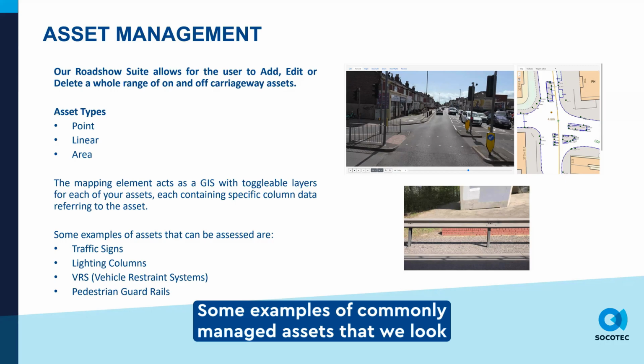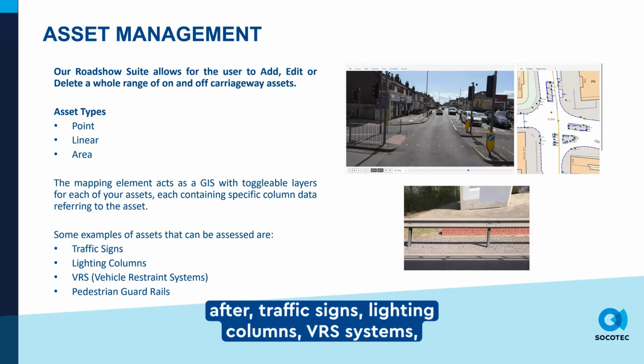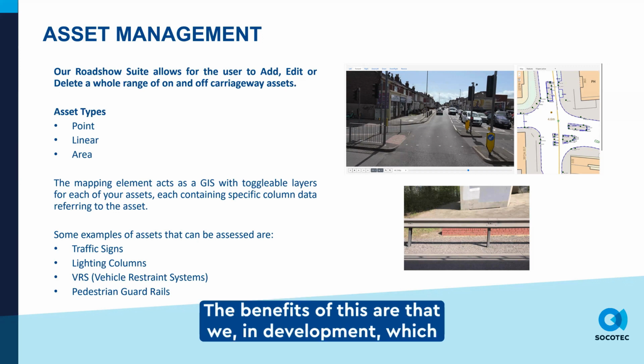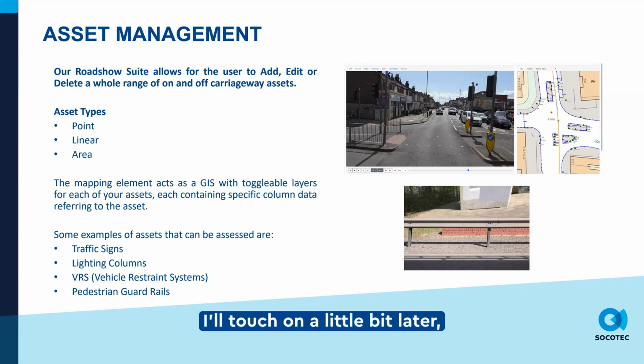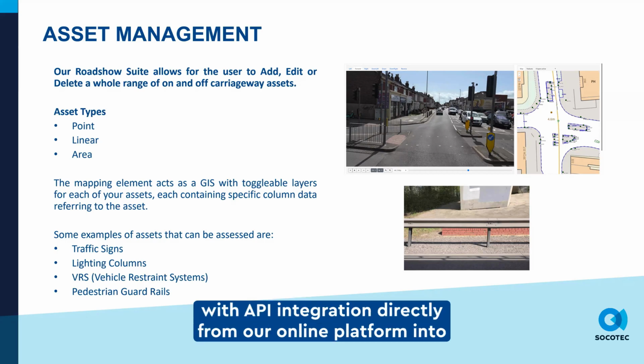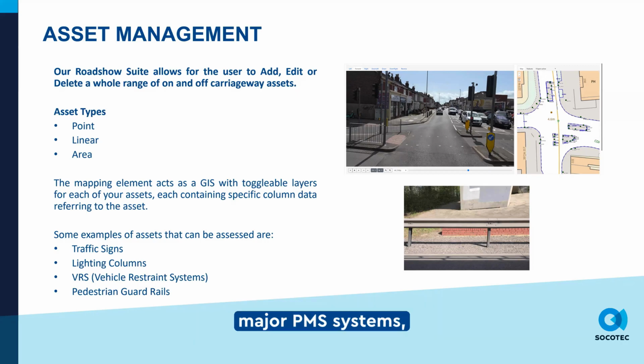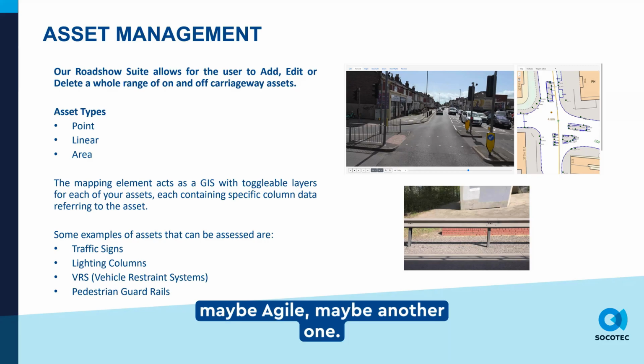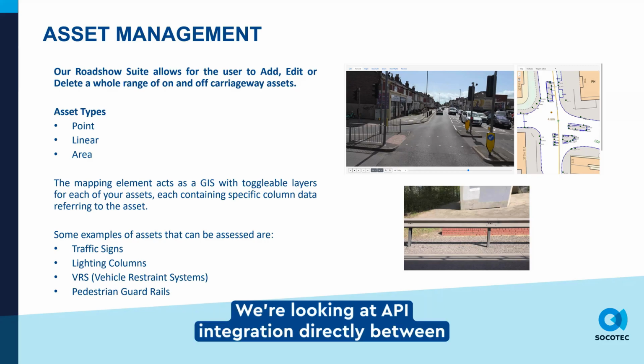Some examples of commonly managed assets that we look after: traffic signs, lighting columns, VRS systems, pedestrian guardrails, and potentially some other roadside furniture. The benefits of this are that we have, in development, which I'll touch on a little bit later, API integration directly from our online platform into major PMS systems. So the systems you're already using, maybe Confirm, maybe Agile, maybe another one. We're looking at API integration directly between the 2 systems so that you've got a constant mirror between the 2.